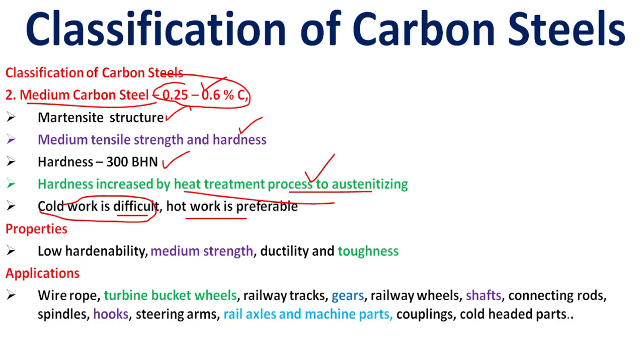Hot work is the preferable one. The properties of this material are low hardenability, medium strength, ductility, and toughness. Medium strength, ductility, and toughness for this material.